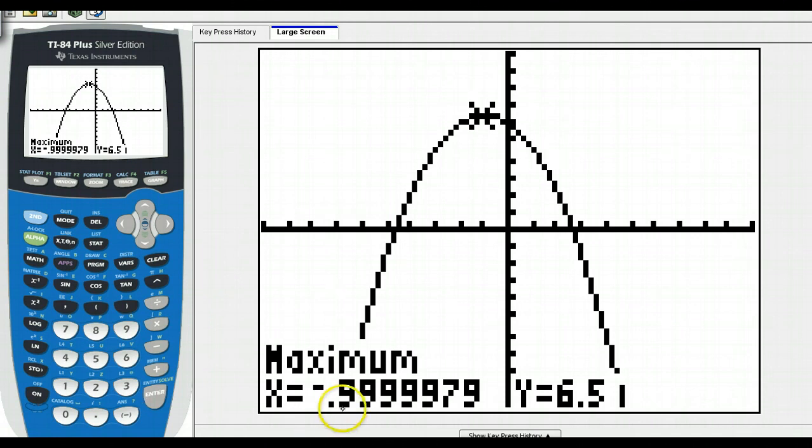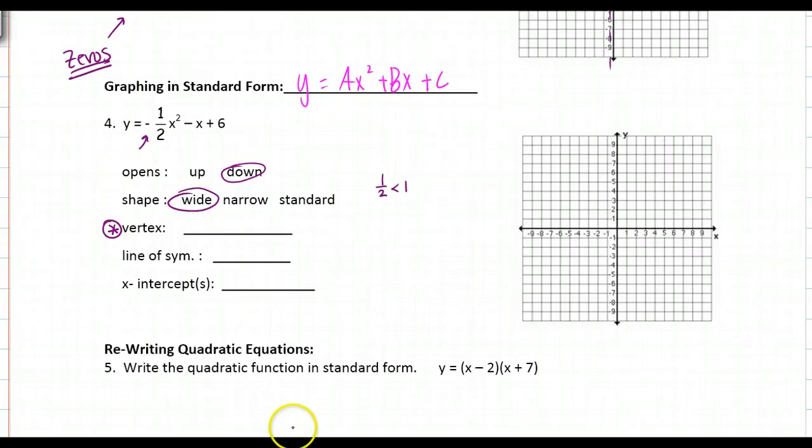Here, my maximum is negative 1, we'll round that to negative 1, and 6.5. So negative 1, comma 6.5. So that's about right here. So my line of symmetry is going to go through that point. So x equals negative 1.